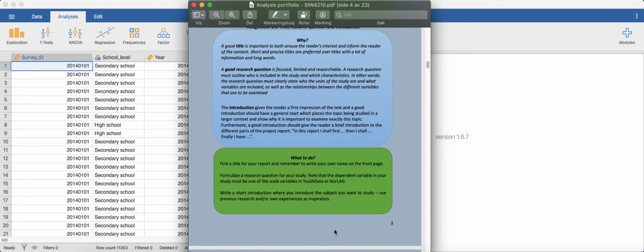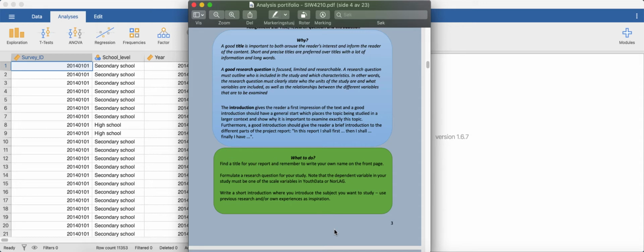Find a title for your report or your paper, and remember to write your own name on the front page. That's important if you're going to be looking at others, or if you're going to read others. Always put your name on something, because if you're going to get comments by someone, or several of you are going to read one another, it's nice to know which one you are reading.